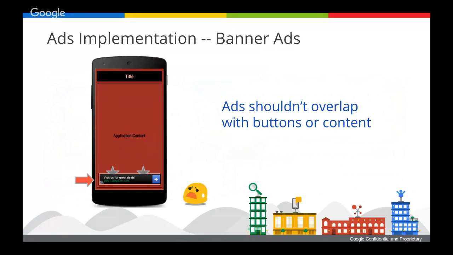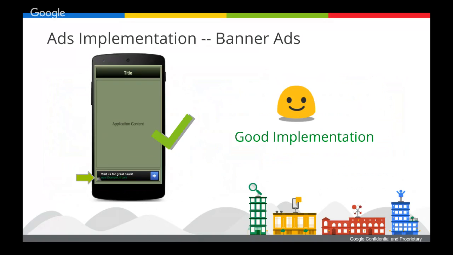The ad should be placed into the frame by itself. An ad shouldn't overlap with any clickable buttons, or overlap with the content, or be placed against the background of your app. This is an example of a banner ad at the bottom of the page in its own frame, separate from the content and the title. This is a good implementation example of banners being completely separate from the title screen.